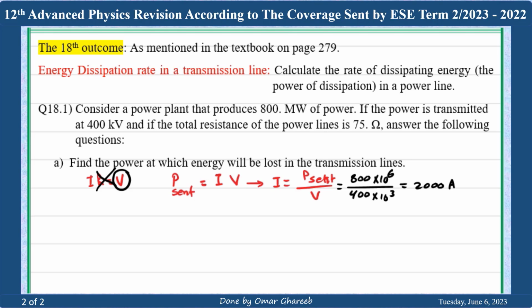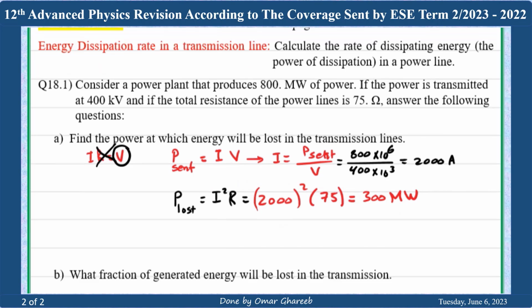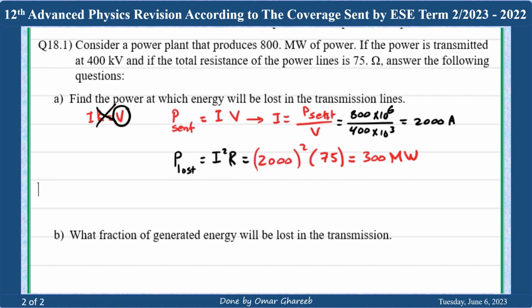Now to find the power lost, P lost equals I squared times R. I is 2000 squared, then R is 75, and the answer would be 300 megawatt. This is the power to lose the energy.